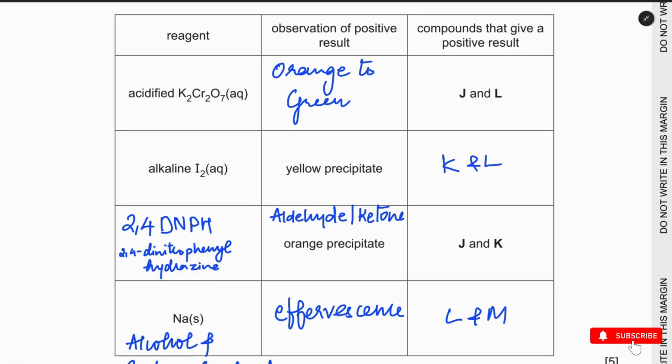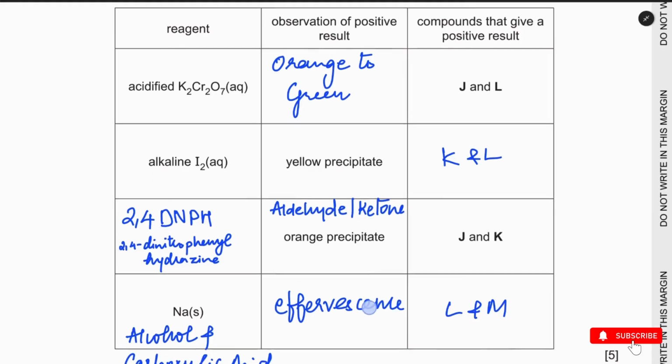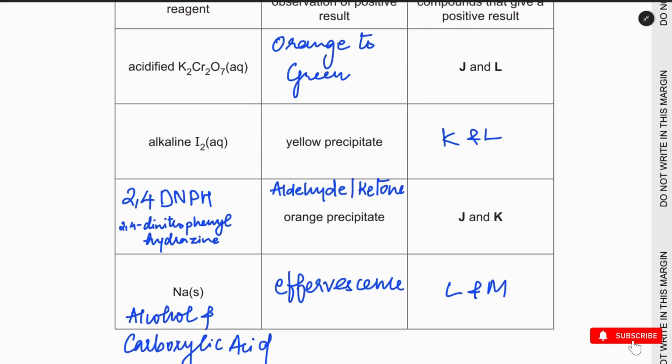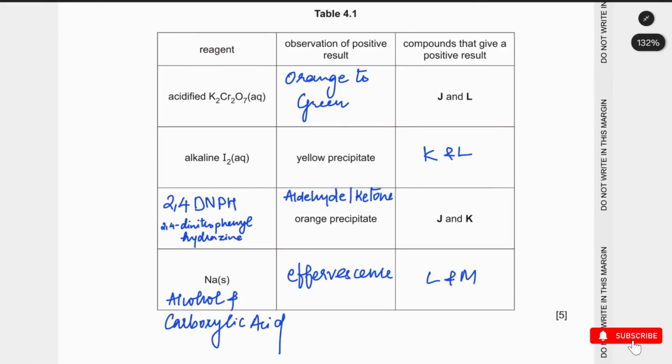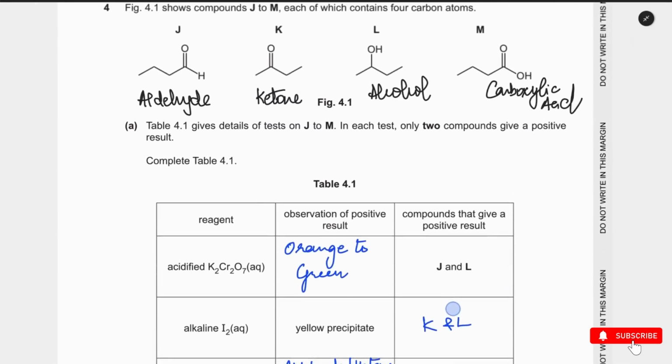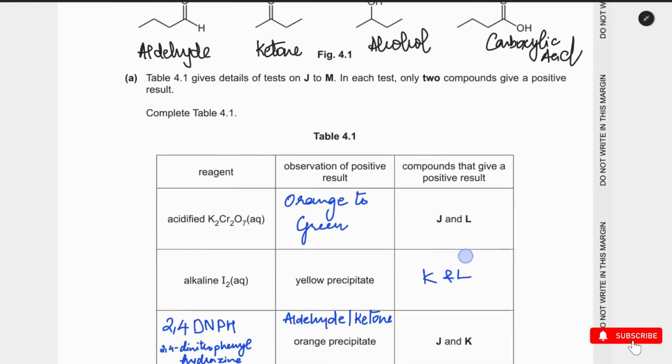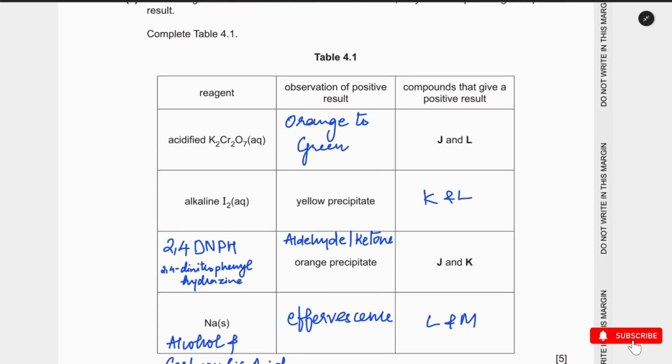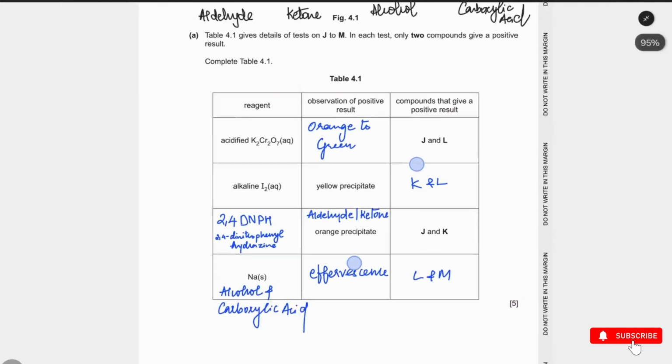Okay. Now next, over here they have given us sodium. So sodium as a reagent we add once we have the alcohol and carboxylic acid. So L is alcohol and M is carboxylic acid. We usually do this type of test and we get a positive result for alcohol and the carboxylic acid, in the presence of effervescence, or you can also get bubbles of gas. Okay, so this is the answer, and we are able to identify it, which is of total 5 marks.